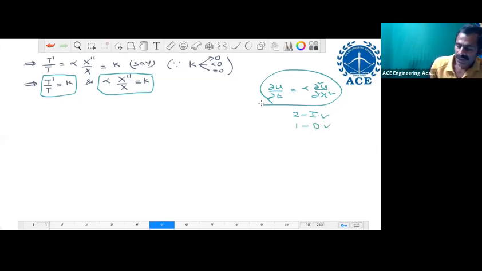If the given partial differential equation contains 2 independent variables, this will be reduced to 2 ordinary differential equations only. Suppose there are 3 independent variables, the partial differential equation will be reduced to 3 ordinary differential equations only. The given partial differential equation contains 2 independent variables. That is why this is reducing to 2 ODEs only. And we can tell the order of the ordinary differential equations also.